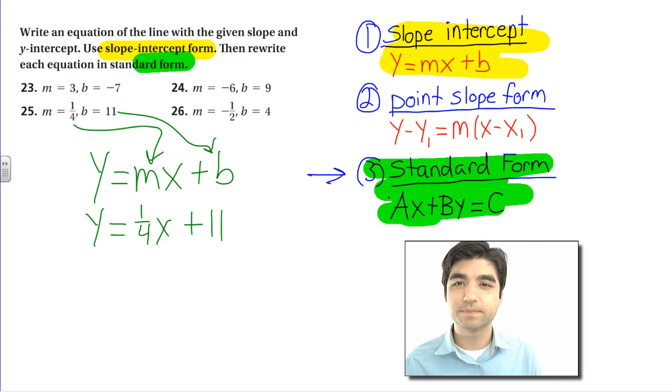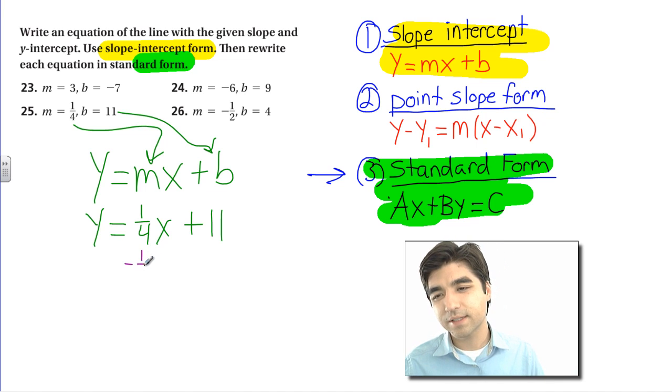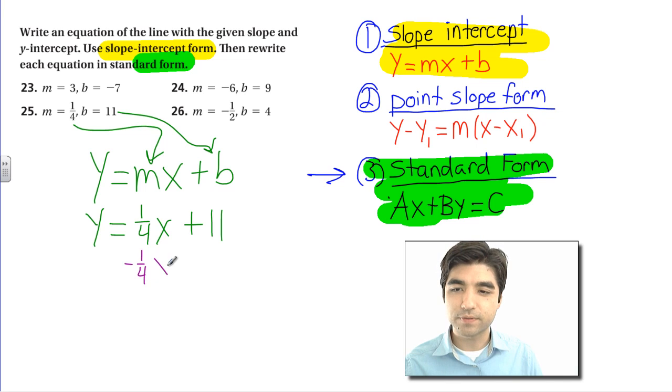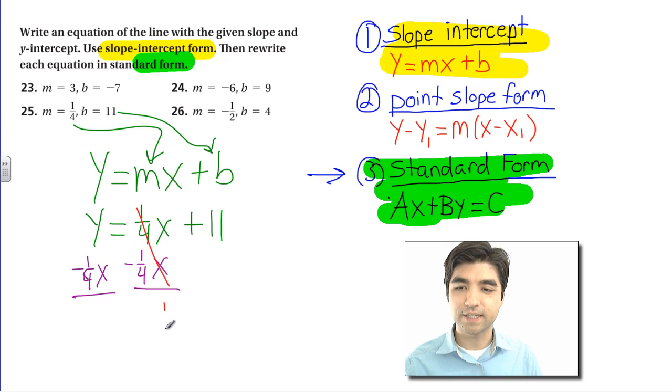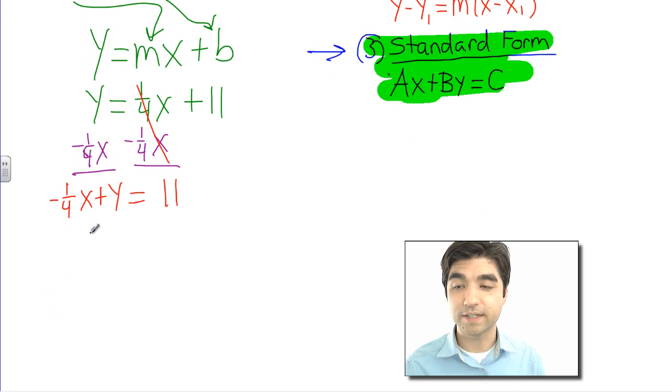So here's what we need to do. We need to subtract 1/4. Let's do that way first. Subtract 1/4 x here, and subtract 1/4 x over here. Okay. Then the x's cancel out on this side, so you just have 11 equals -1/4 x plus y.